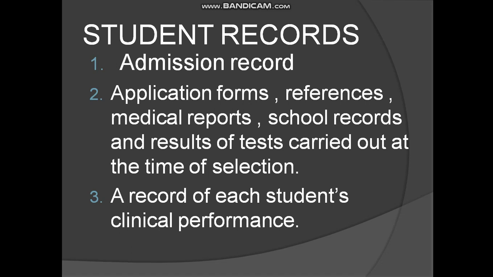First one is student records. First one is the admission record. Student admission record, details about the admissions. Then application form, references, medical reports, school records, and the results of the tests carried out at the time of selection. These are all included in the student records.